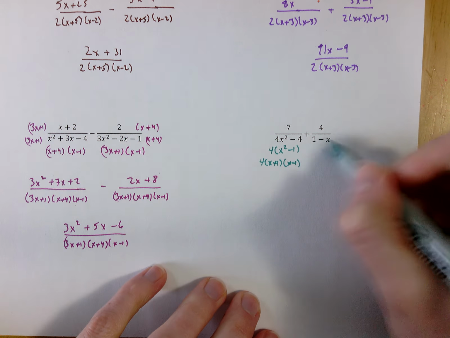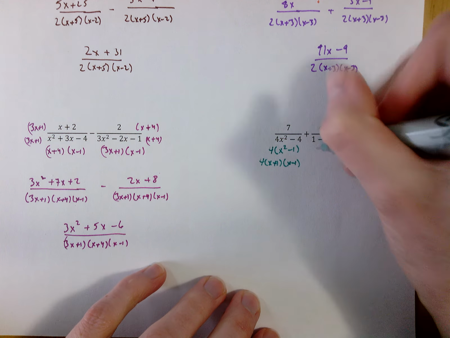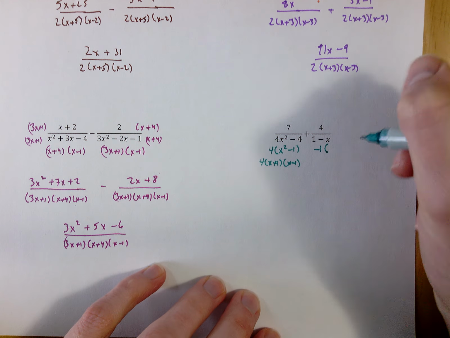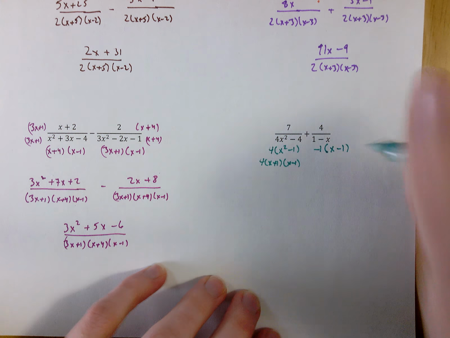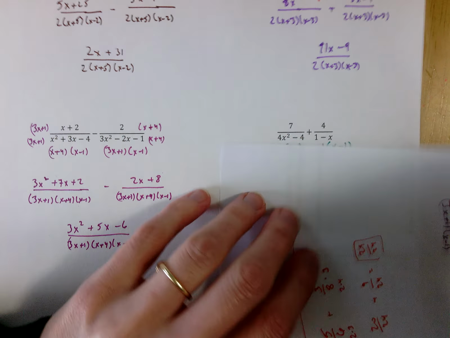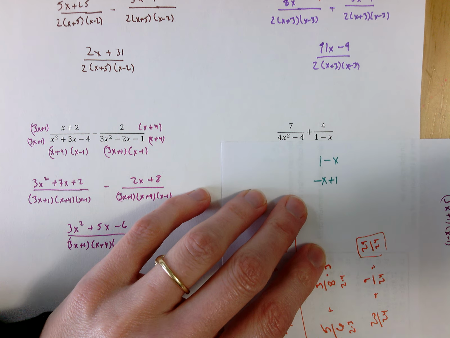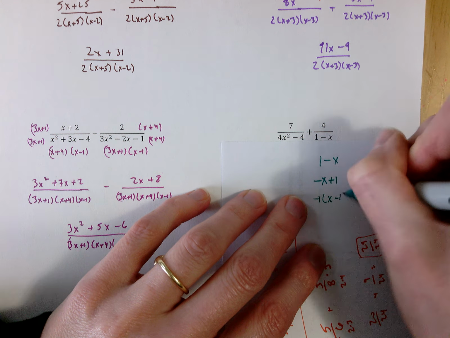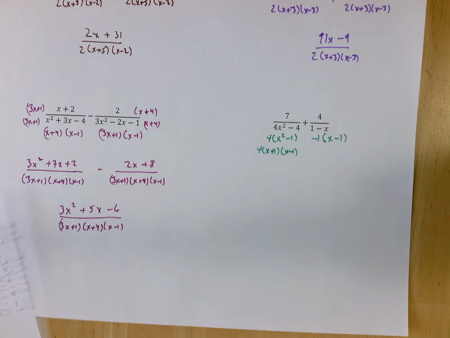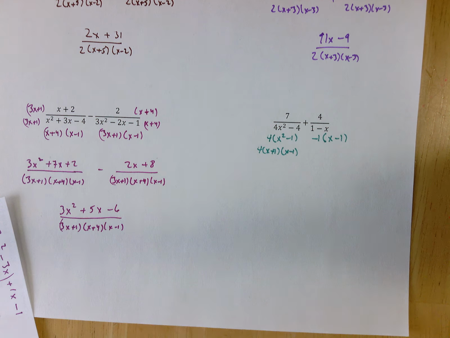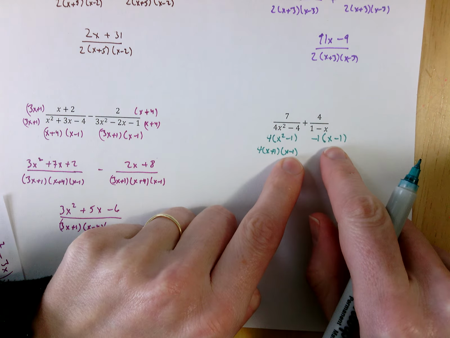All right, and then this guy, this is another case where it's sort of backwards. So what I'm going to do is factor out a negative 1, and I'm turning it around at the same time. The 2 steps I did there: it was 1 minus x, so I turned it around to negative x plus 1, and then I factored out the negative. Okay, so they have the x minus 1 in common. This guy is going to need the negative 1. This guy is going to need the 4 and the x plus 1.